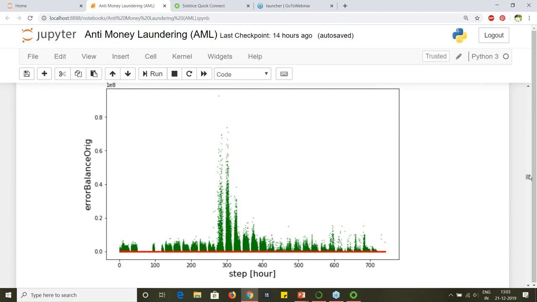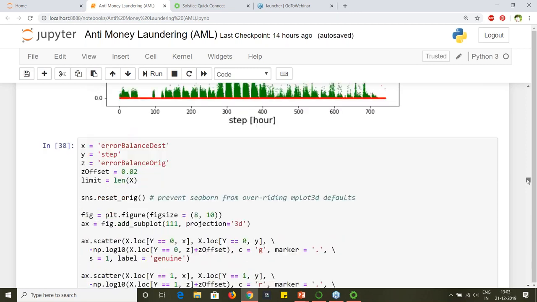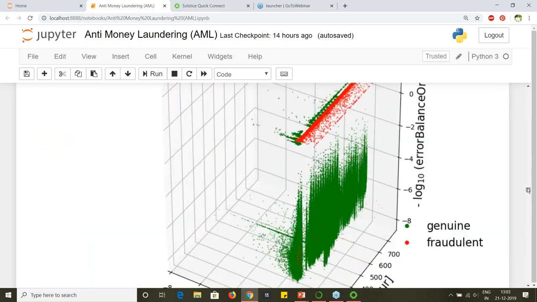Okay, the similar plot for origin accounts. That was for destination. This was for origin. So for all 700 steps, we can see all fraudulent transactions are at 0. So when a 3D plot is made, we can see a clear distinction here. Okay. So we caught you.